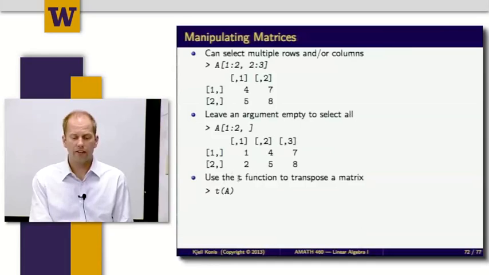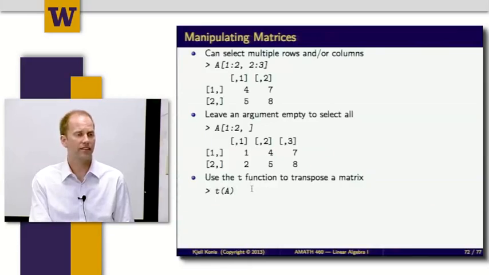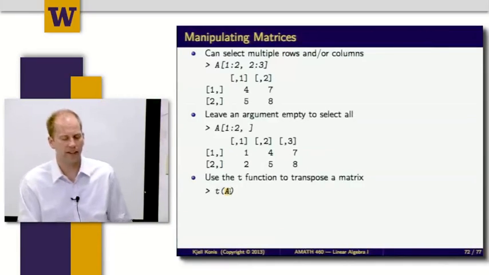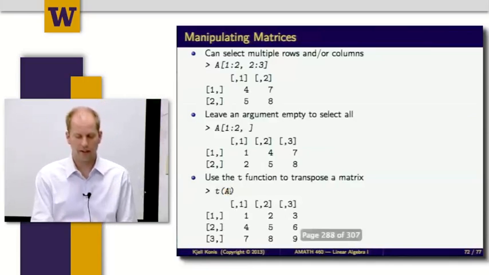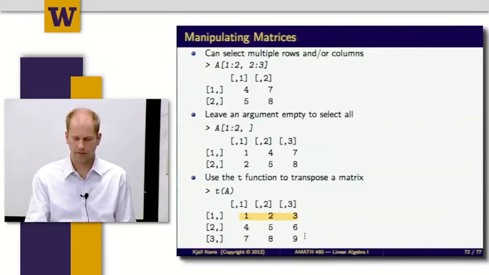And then I can also use the t function to take the transpose of a matrix. This is something I'll talk about on Wednesday. But the transpose of a matrix is just a matrix whose rows are the columns of the argument. So the rows of A transpose are just going to be the columns of A. That takes the first column of A, which was 1, 2, 3, and makes that the first row of A transpose, and so on.